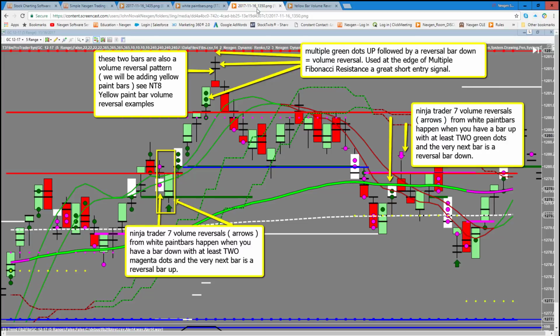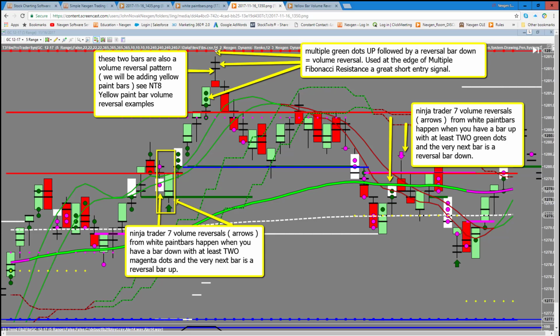One of the other patterns that we'll use, and you'll see this, is you'll get a white paint bar down, but it will be into an area that may be going up. So if you get a white paint bar down with magenta dots, and the next bar is a reversal bar to the upside, that will be a long signal for us.